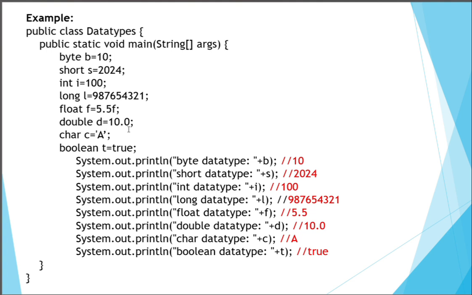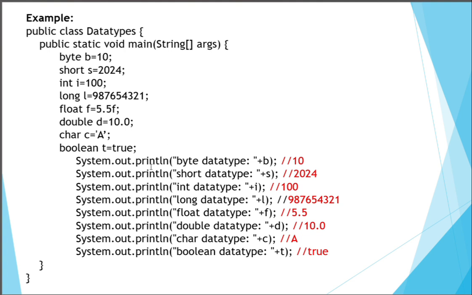Double D equals 10.0. Here D is a double data type and stores the value 10.0. Here char C equals capital A, denoted in single quotes. It stores a letter. Here boolean T equals true. Boolean stores only the value true or false.